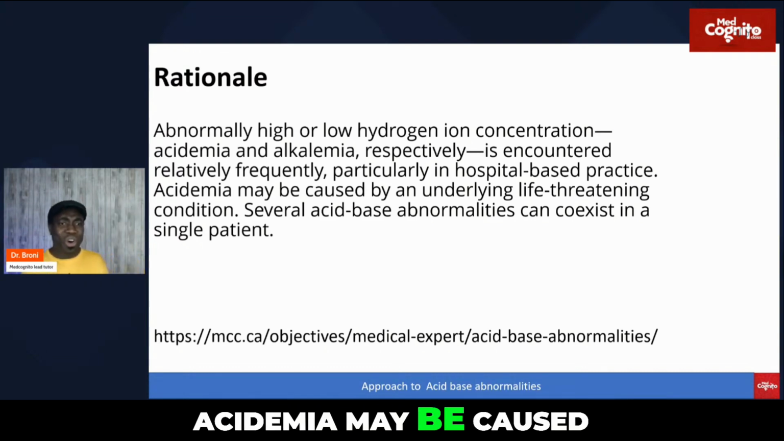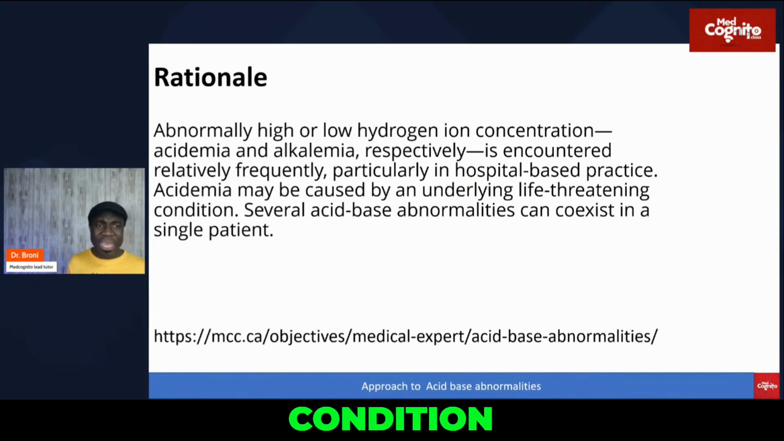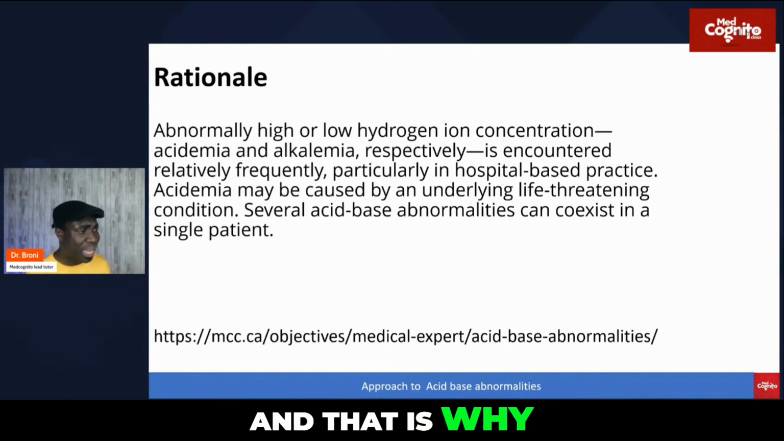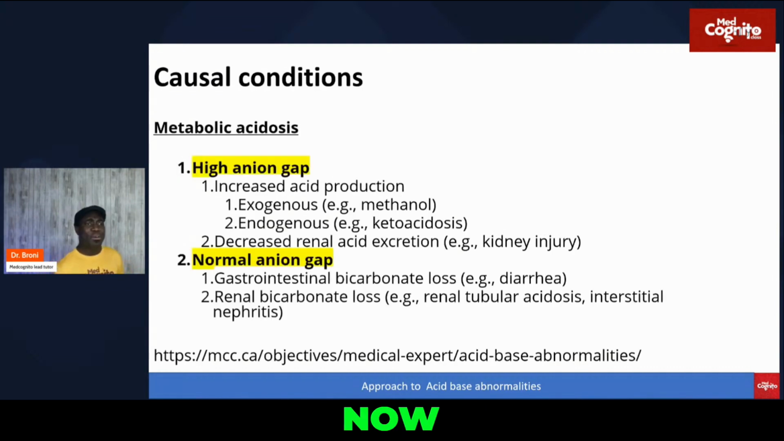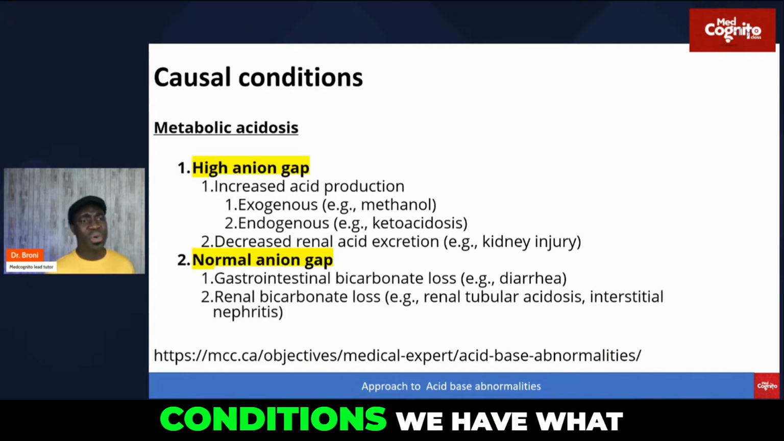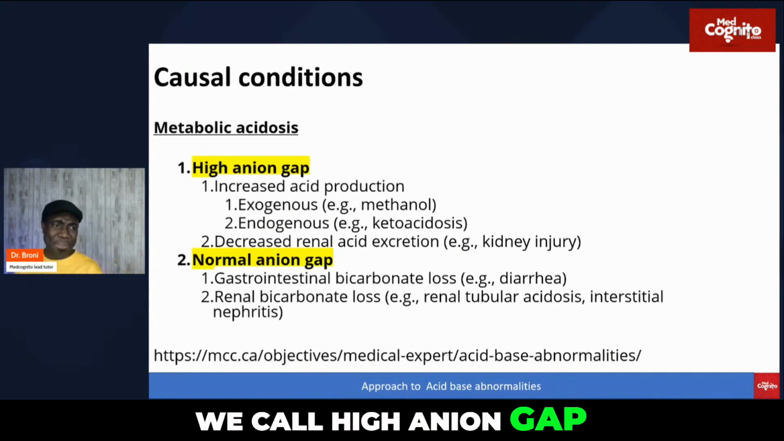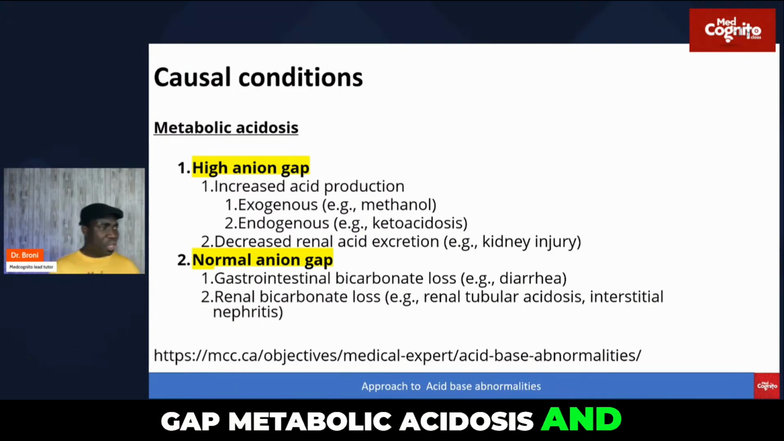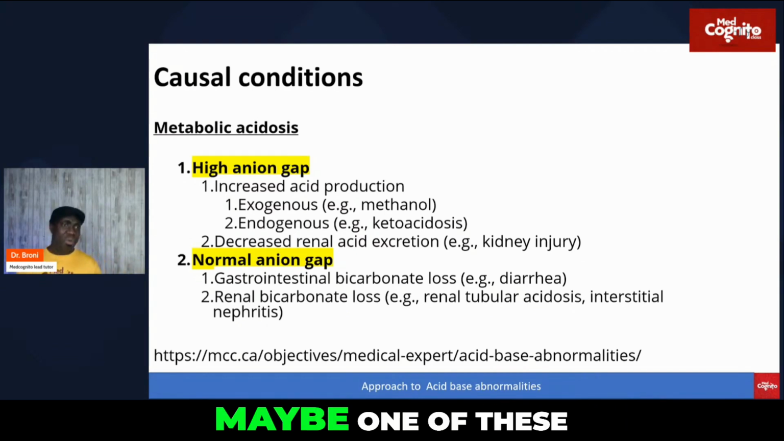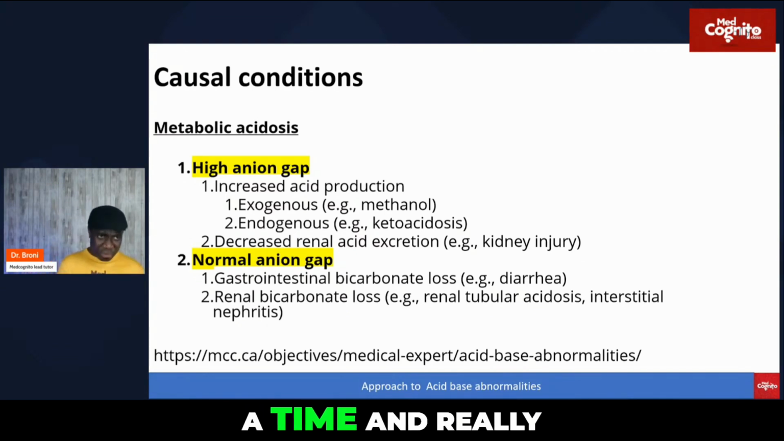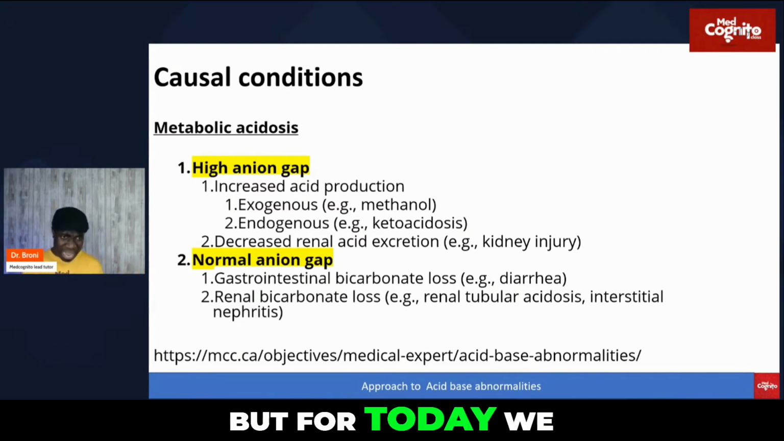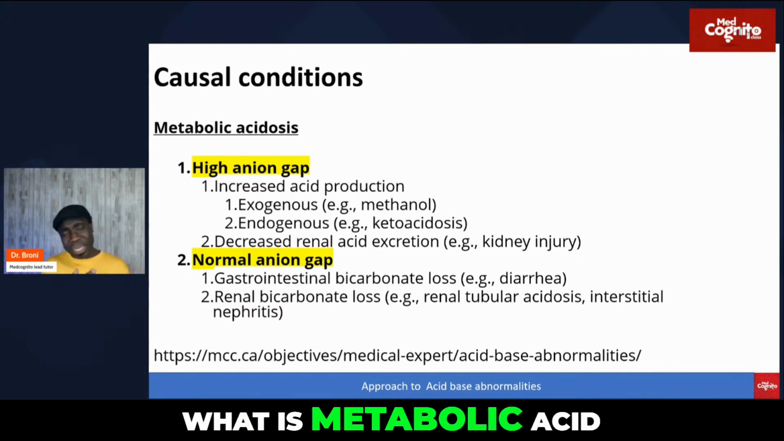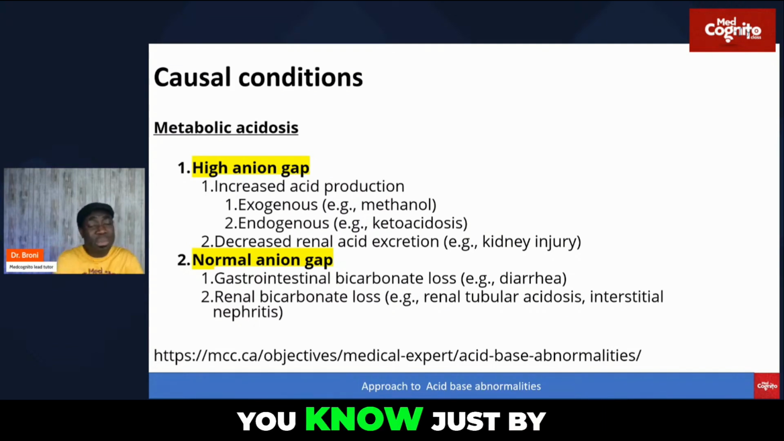Now, acidemia may be caused by an underlying life-threatening condition, and several acid-base abnormalities can coexist in a single patient, and that is why you can have a mixed picture as well. Now, there are some causal conditions. We have high anion gap metabolic acidosis and normal anion gap metabolic acidosis. In the course of these lectures, maybe one of these days we'll pick a time and really deal with these things. But for today, we are going to crunch how to break down what is metabolic acidosis and what is respiratory acidosis, just by looking at the figures.